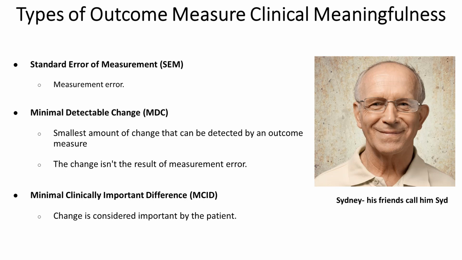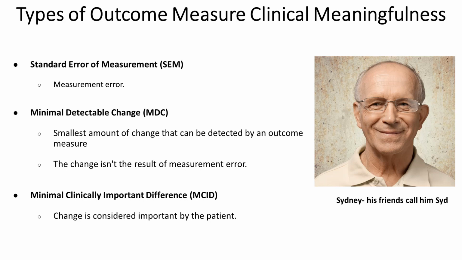Okay, the easiest is the SEM. The SEM is just the amount of error that you get when using an outcome measure that you can consider as measurement error. This standard error indicates no change in the patient. It's just a score that this person might get on one day, might get a little bit different score on the next day, and that would be considered the SEM. No real change has taken place.